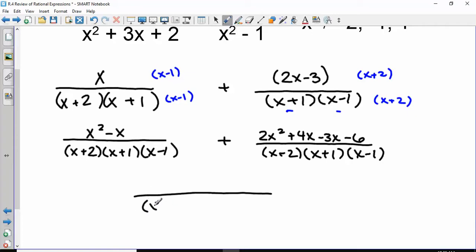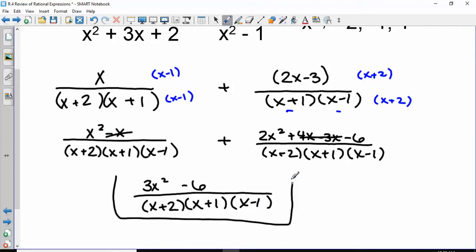Once those denominators match, we can make one big fraction. So if I add like terms, 1x squared and 2x squared will give me a 3x squared. Negative 1x plus 4x minus 3x, those all canceled, don't they? Yep. And then we have that minus 6 left.